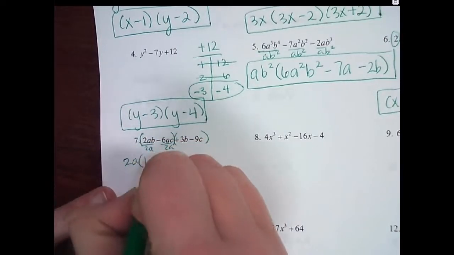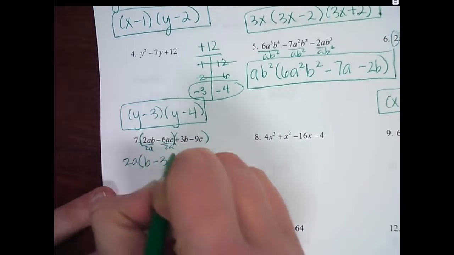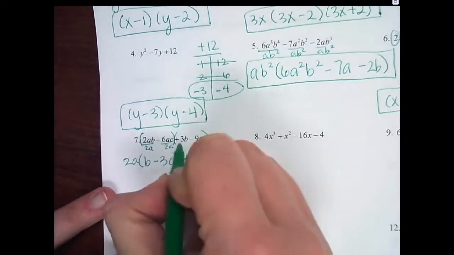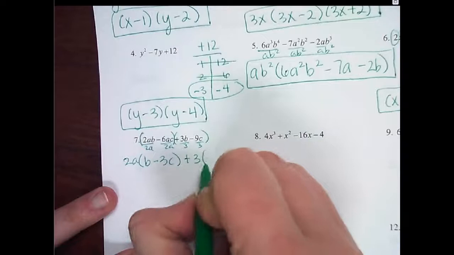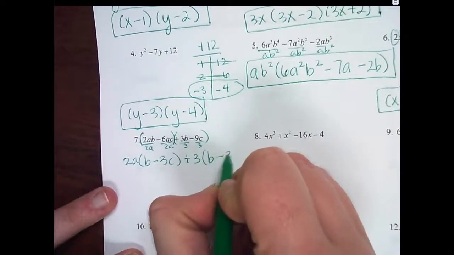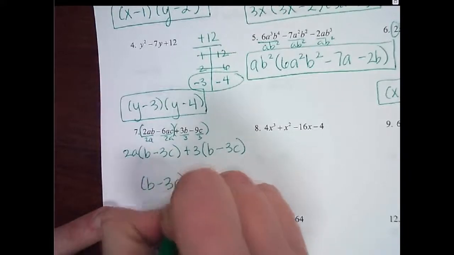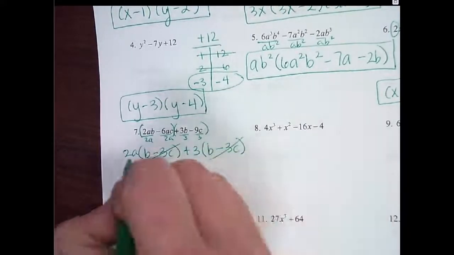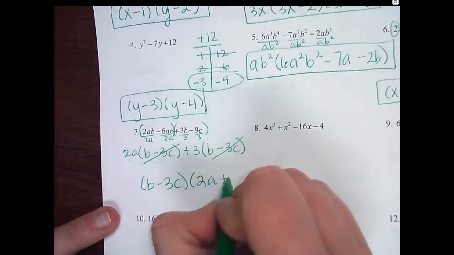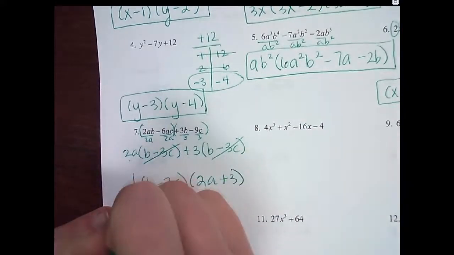So I'm left with b minus 3c. And I can take out a 3 here. And again, I'm left with b minus 3c. So then I take out that common part, b minus 3c. And then I have 2a plus 3. And that's my answer.